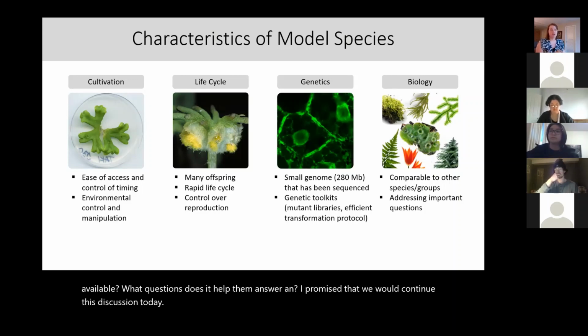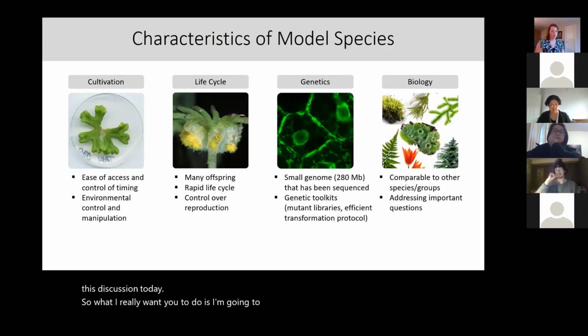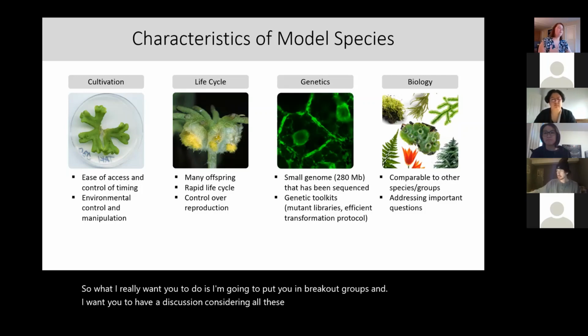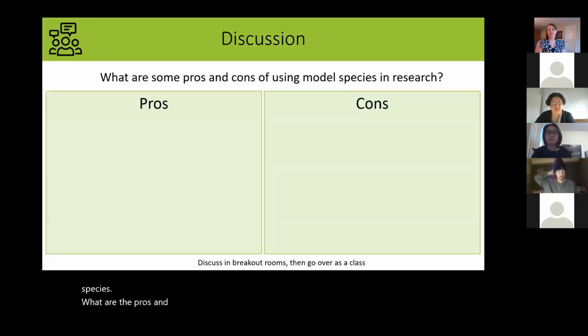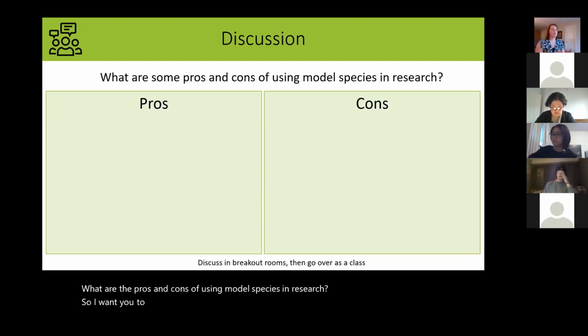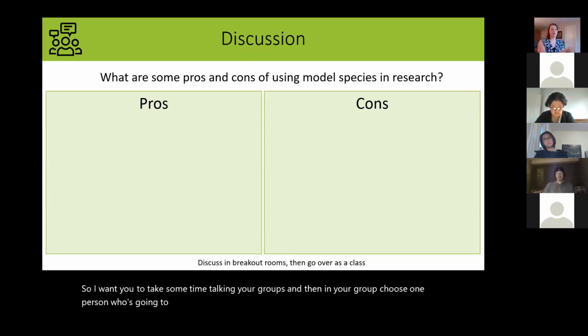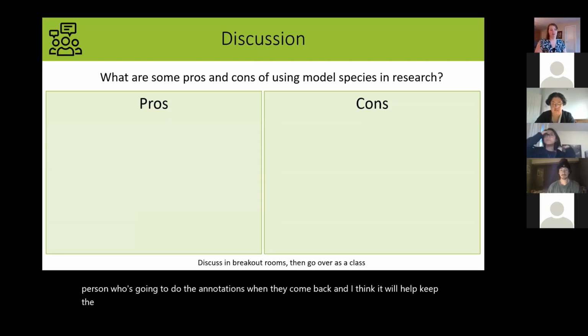So what I really want you to do is I'm going to put you in breakout groups, and I want you to have a discussion considering all these different characteristics of model species. What are the pros and cons of using model species in research? So take some time, talk in your groups, and then choose one person who's going to do the annotations when they come back. I think it'll help keep the space manageable on the screen when you do the annotations. Does that make sense to everybody? Any questions before I send you away?